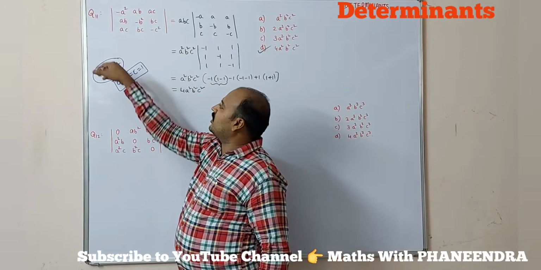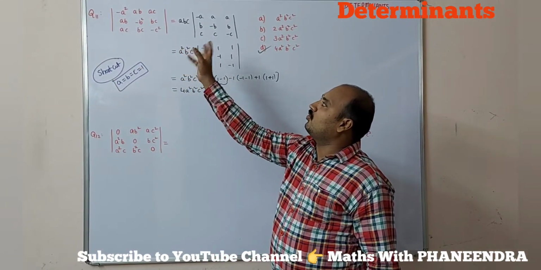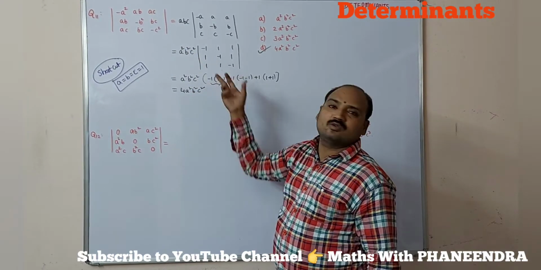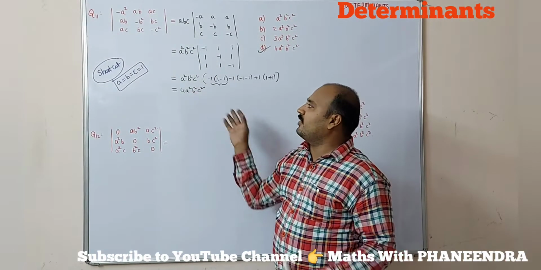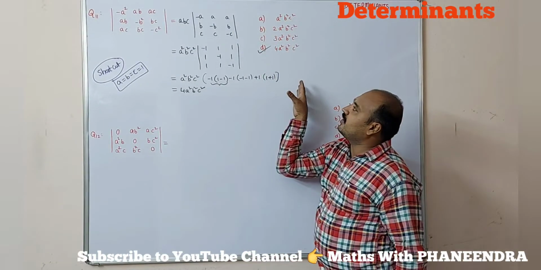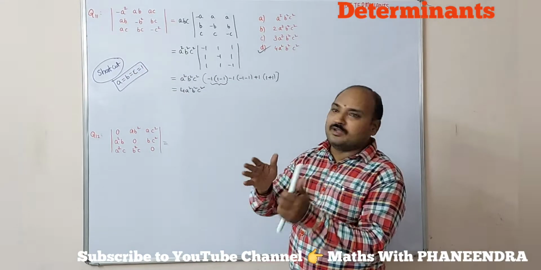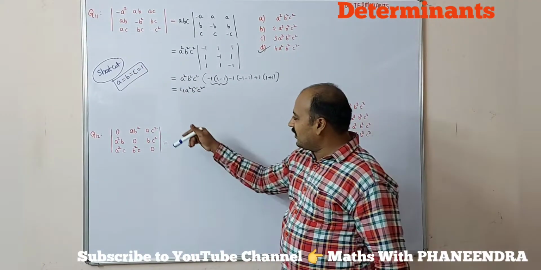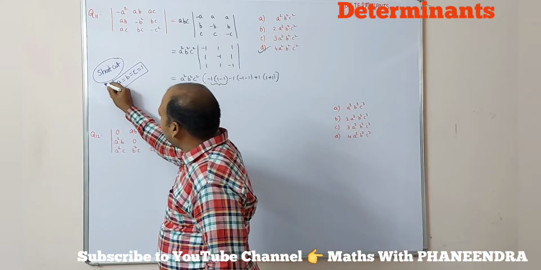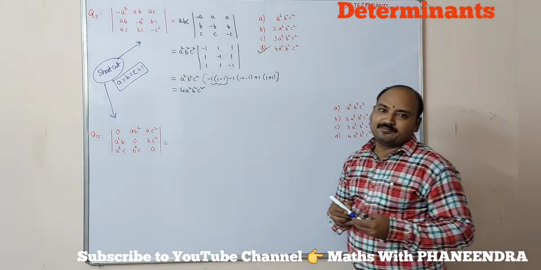If you substitute the a value, b value, c value in the determinant, it will become minus 1, 1, 1, like this. This value is also 4. Whenever both answers are the same, this is the right answer. In the options, we can verify by taking the values, and in the determinant also, both will coincide. This is the right answer. Even for this also, this shortcut will work out. Not only for this, but also for the others.